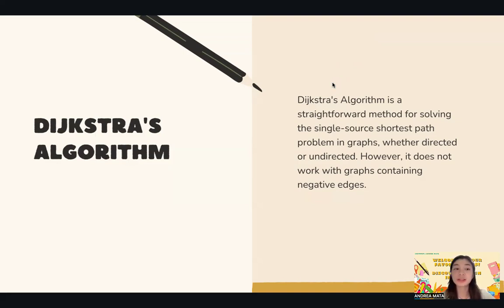Let's start first with Dijkstra's algorithm. It is a straightforward method for solving the single source shortest path problem in graphs, whether directed or undirected. However, it does not work with graphs containing negative edges. And here's how it works.